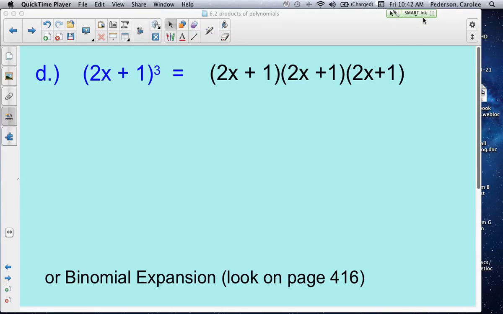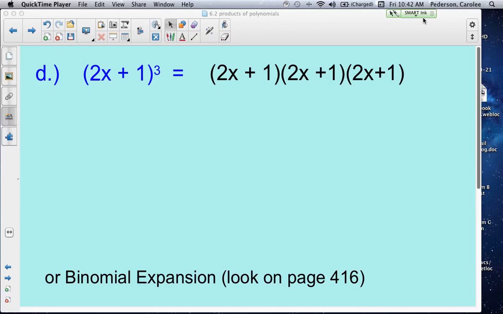This is 6.2, part 2. We just did a few problems where we multiplied polynomials together. This is our last example. We have now 2x plus 1 raised to the third power. So in expanded form, it looks like 2x plus 1, another 2x plus 1, and another 2x plus 1.